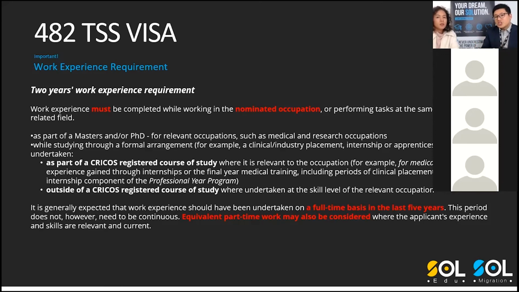If you work as a chef in your restaurant from the certificate for study, then you can count that experience for TSS visa purpose. But you cannot count that experience for the skilled visa purpose. But I'm a student, so I can work only 20 hours per week.